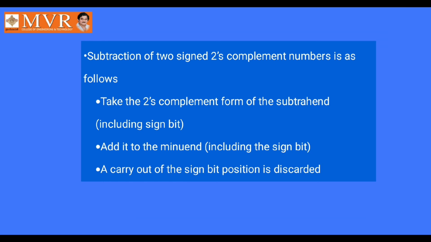So this subtraction of two signed two's complement numbers is summarized here. Whatever procedure we followed in the previous slide, I have briefly summarized the total concept here. That is, first you take the two's complement form of the subtrahend. In the previous examples, the subtrahend in the first example is y and in the second example is x. So you take the two's complement form of the subtrahend.